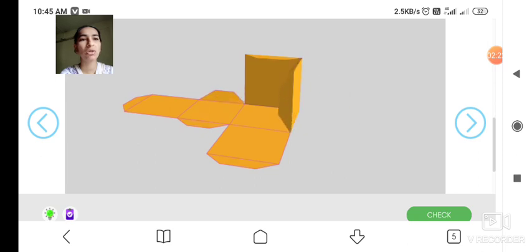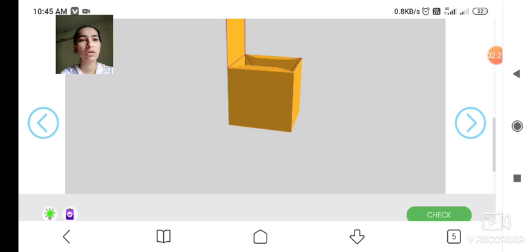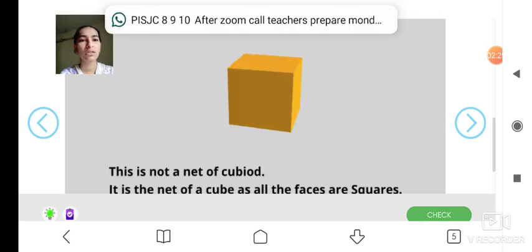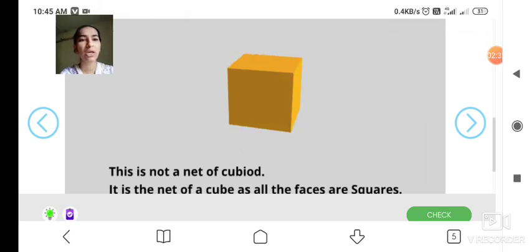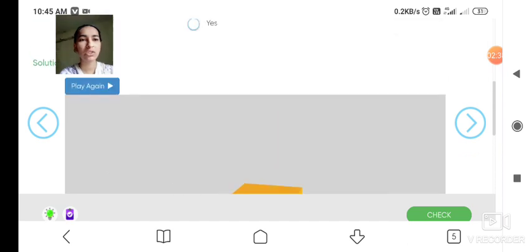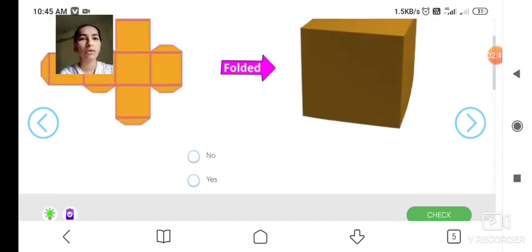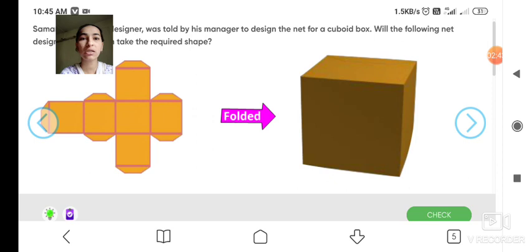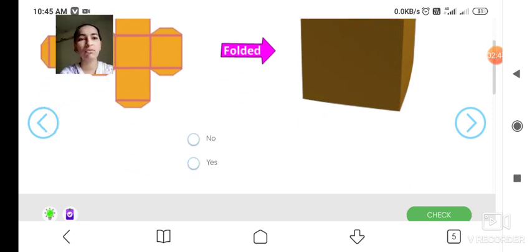You can see how he folded it. The net is folded like this. Yes, this is not a cuboid. This is a net of a cube. It is not a net of a cuboid. With the help of this, we can make a cube, not a cuboid. Understand? So the answer will be no. Okay students, you understand how to find whether it is a net or not?